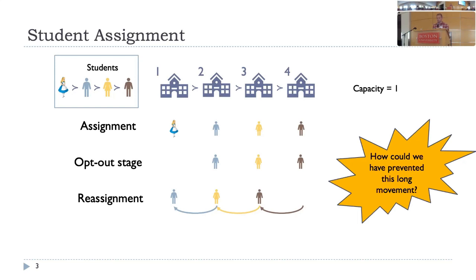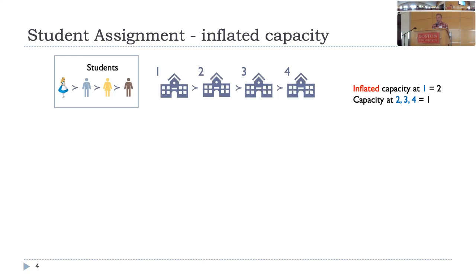So a natural question to ask is how could we have prevented this long movement? How could we have assigned people better in the first round of assignment? A natural response to this would be to inflate the capacity, so do something like overbooking, as airlines do, for example. You can imagine what will happen in the following scenario. Let's say we inflate the capacity at school 1, so the true capacity is still equal to 1, but we inflate it to 2. What that means is that we actually assign 2 people to school 1, in preparation for potentially one of them opting out for a different option.